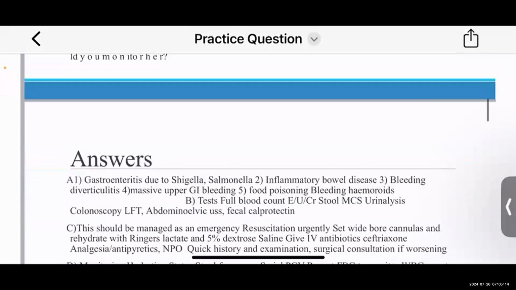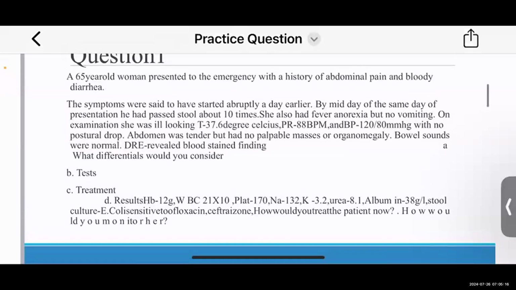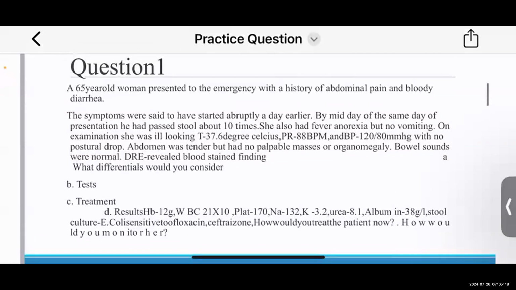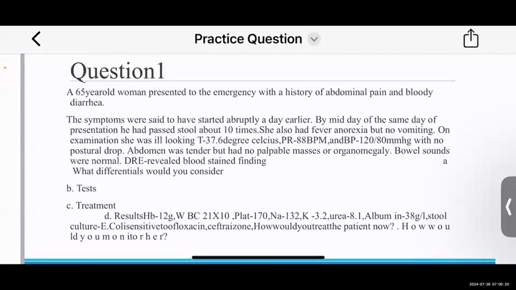So the answers. Let's start from the first question. What are the differentials? Looking at the question, the patient's symptoms started abruptly, about 24 hours duration. There is fever. There is frequent passage of stool, that's 10 times in 24 hours. There's anorexia, but there is no vomiting. And then the patient has fever.